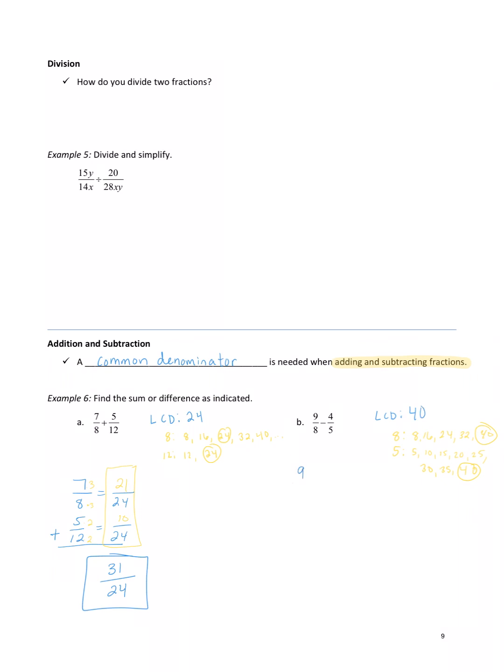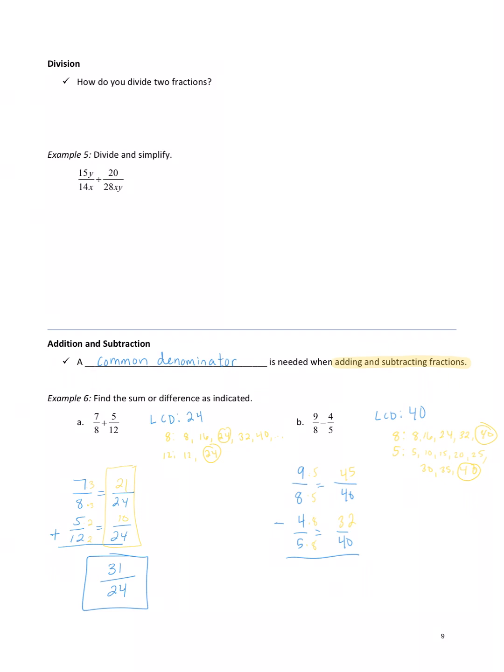So we have to take 9/8 and we have to subtract 4/5. But we have to change our denominators to 40. And so we have to say, okay, 8 times what is 40? 8 times 5 is 40, so we have to do 9 times 5, which is 45. 5 times 8 is 40, so we have to do 4 times 8, which is 32.